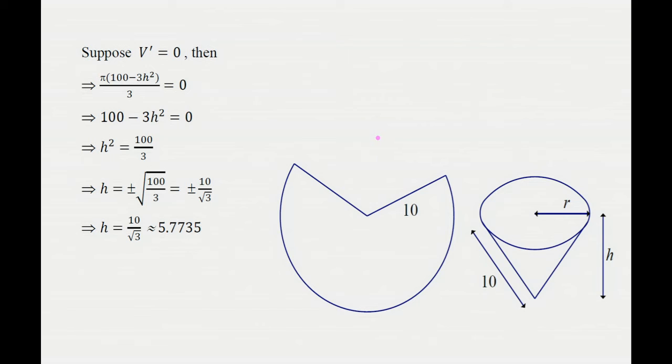Now we're going to set up V prime equal to 0. That would imply pi over 3 times (100 minus 3h squared) is equal to 0. And the algebra is not that difficult. We're going to solve for h, and if you do it correctly, you're going to get h equal to plus or minus 10 divided by the square root of 3. Since h cannot be negative, we will select the positive value of h, which is 10 over the square root of 3, and that's our answer. We're going to verify it, of course, but approximately h is equal to 5.7735.